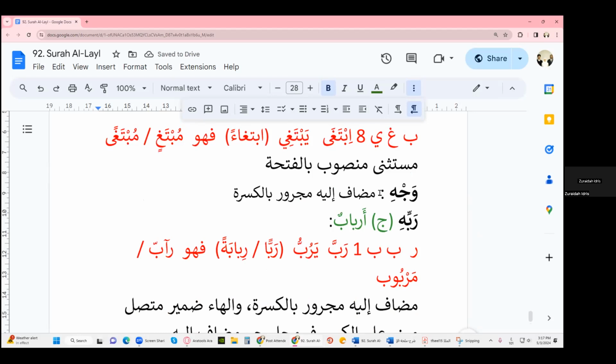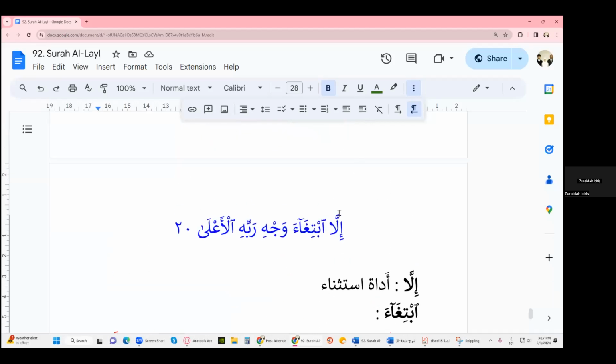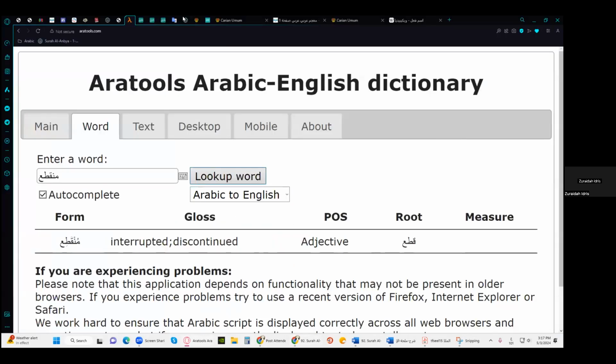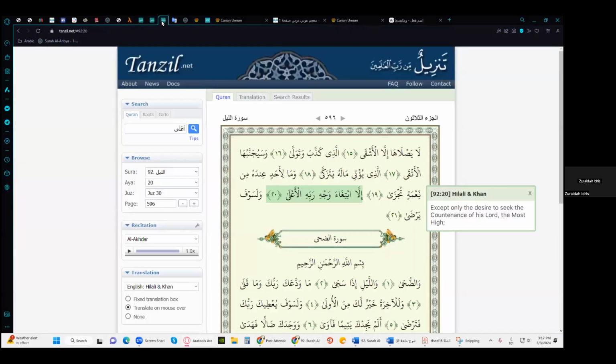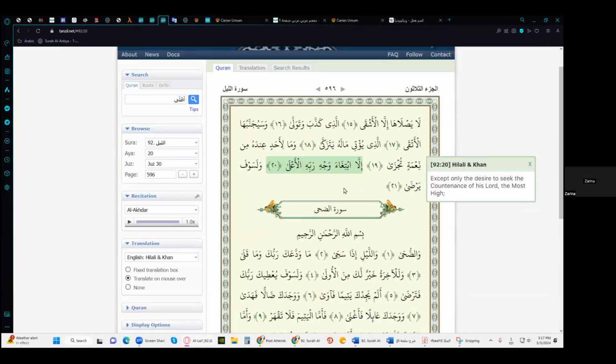We said just now, remember, we talked about this being a mustasna. Why do we say a mustasna? There's an illa here, and this illa is connected to something else. Do you remember? This illa is actually connected to a negation. Where are we? Here we are: wa ma li-ahadin indahu min ni'matin tujza illa. So ma and illa.